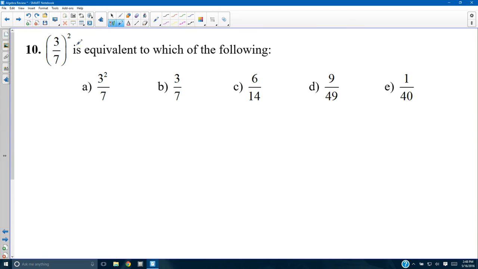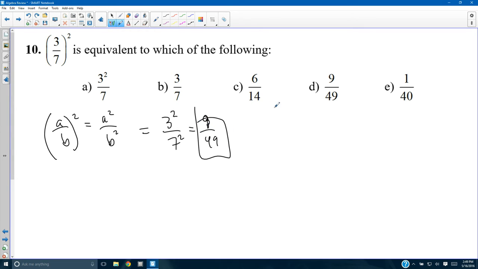Okay, (3/7)² is equivalent to which of the following? All right, well, I just made mention of this before. (A/B)² is indeed A²/B². If you don't trust me on that, maybe you can use a calculator: type (3/7) and square it, then type 3² over 7², which of course is 9 over 49, which looks like that's part D.